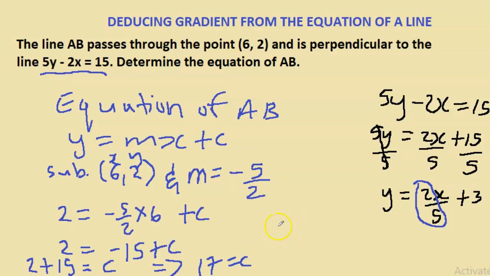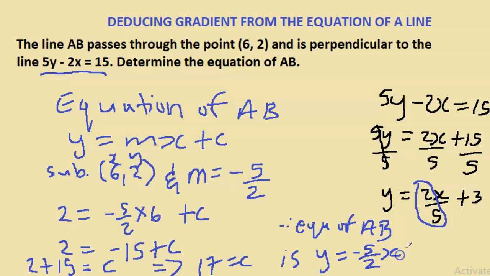So therefore, the equation of AB is y equal mx plus c, where m is negative 5/2, and c is 17. And that's it. Nice and easy.